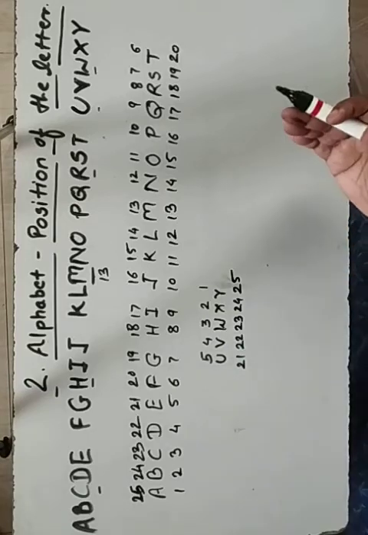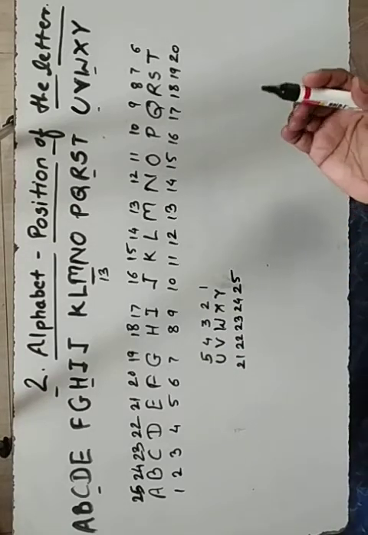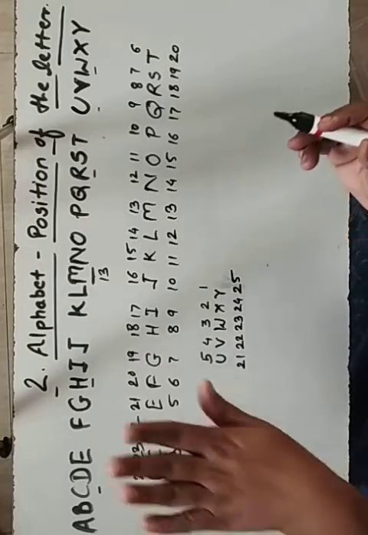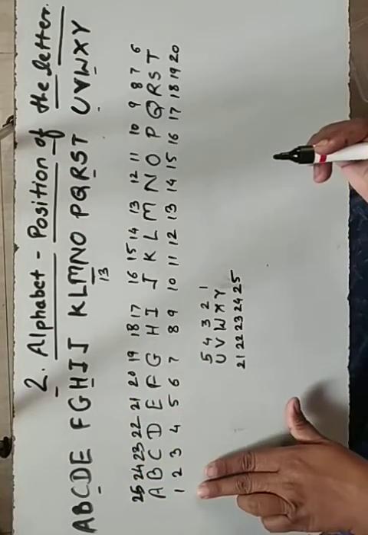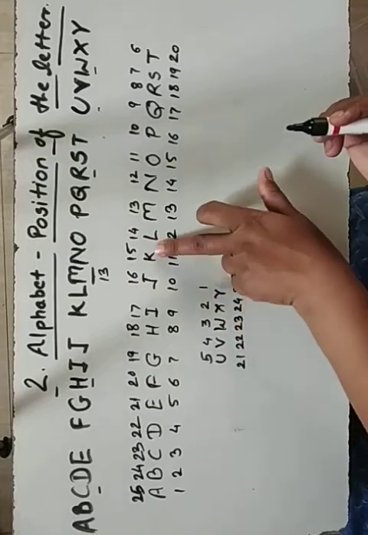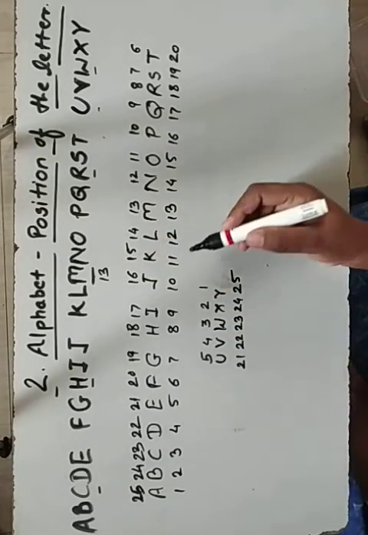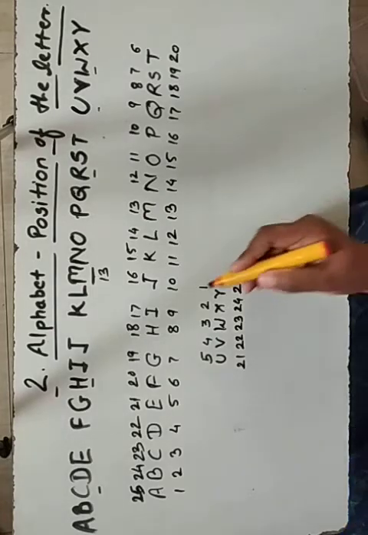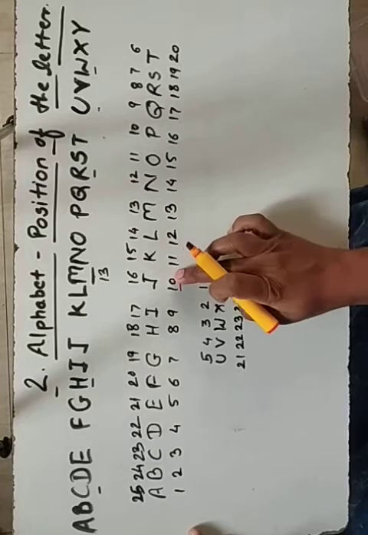Which letter is at the 11th place from the left? If they are asking left, we have to use this left side, 1, 2, 3, which is there, 11th is K. Okay, and this K's position from the left is 11th.